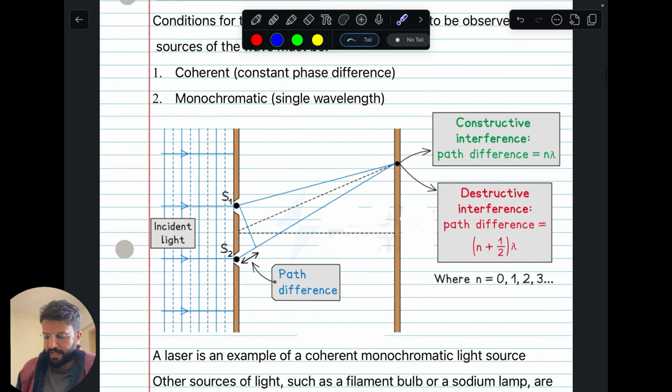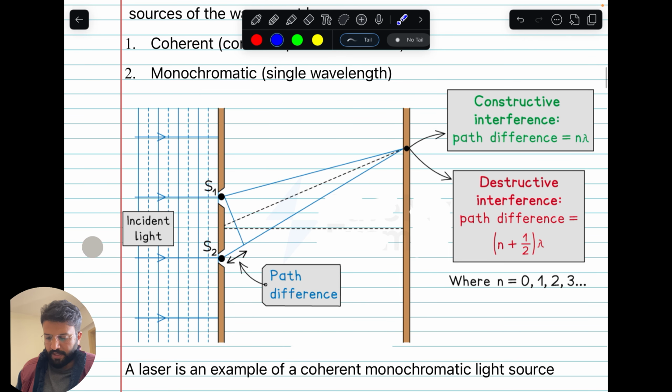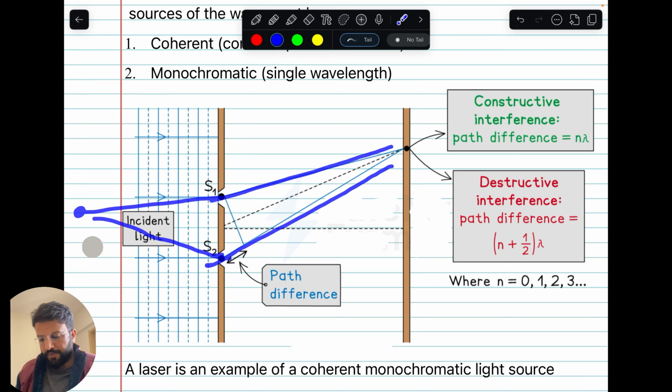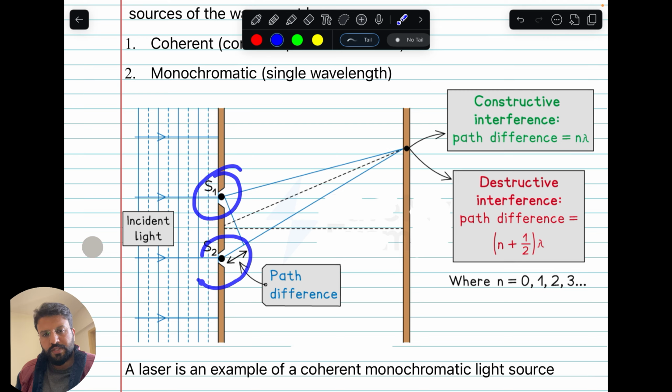This is the experimental setup shown in the diagram. S1 and S2 are the two sources, and this is the screen on which we can observe the fringes. What we usually do is use a single source, and from that single source, light comes towards these two slits and passes through them. So these two slits are actually acting like sources.